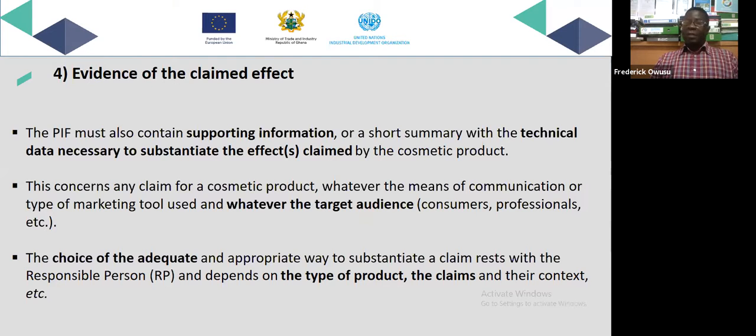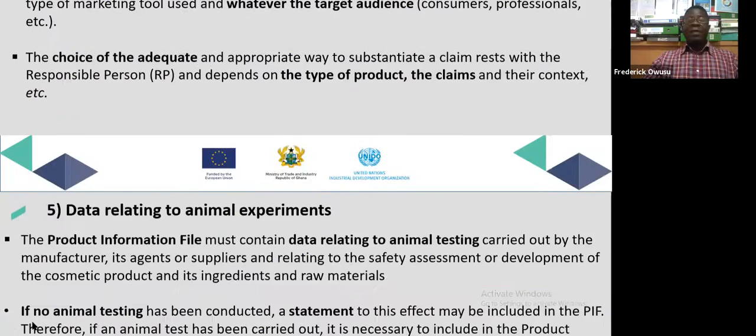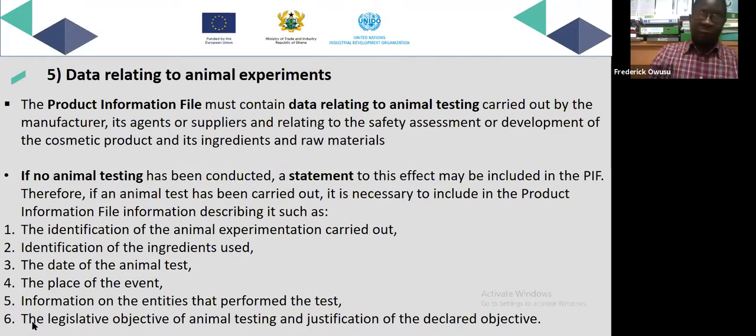This will depend on the type of product, the claims, and the context. What is it for? The other time I told you, even the definition of a cosmetic can pose a challenge, and therefore the representative should be able to explain and define your product on the EU market.